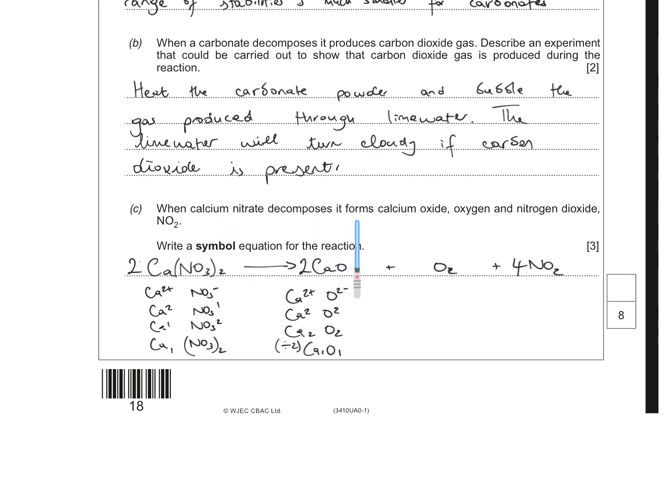When calcium nitrate decomposes, it forms calcium oxide, oxygen and nitrogen dioxide, NO2. Write a symbol equation. Again, I've gone to the back with top, swap, drop to work out those two. I've remembered that oxygen is a diatomic. It hates being lonely, so it's O2. And nitrogen dioxide is NO2.